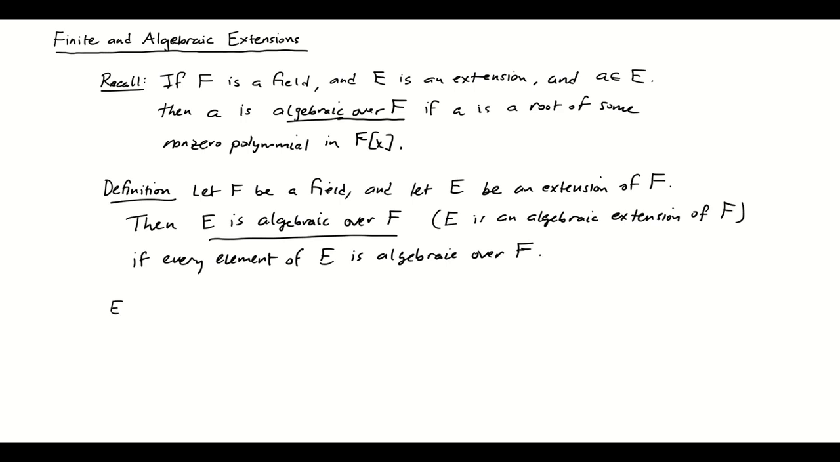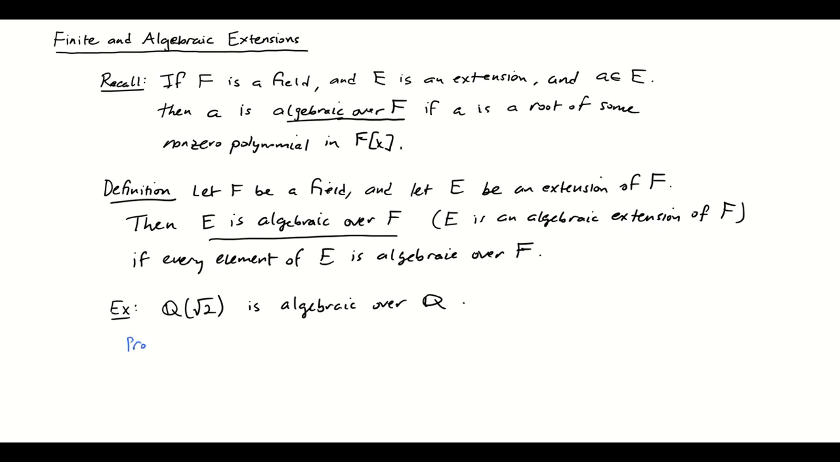So for example, we've seen quite a few of these already. One example is Q adjoin square root of 2. That's algebraic over the rationals. And you may think, oh, that's obvious because we just took the rationals and we adjoined the square root of 2, which is definitely algebraic over the rationals. But that actually takes a little work to prove that this is an algebraic extension.